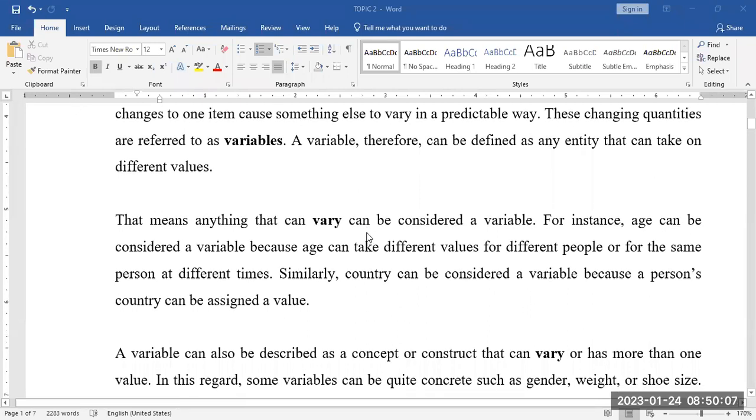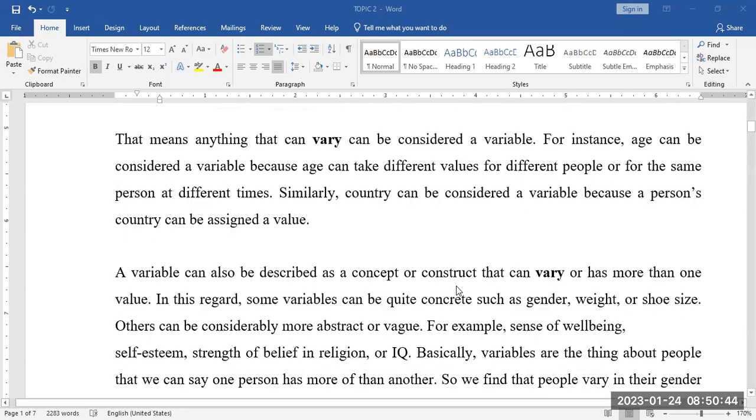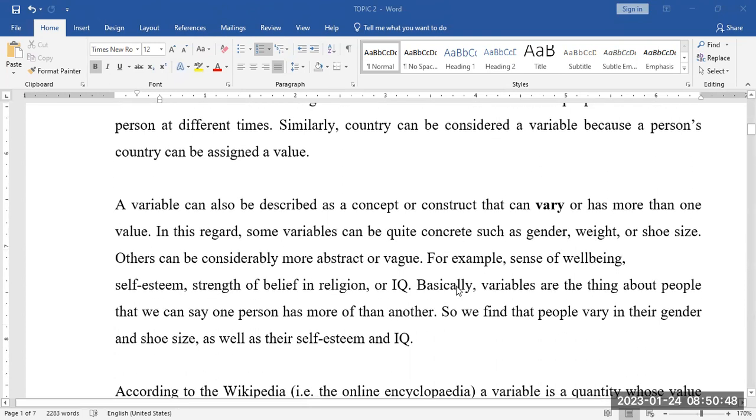For instance, age, we have just given an example of age, can be considered as a variable because people have got different ages. There are people who are 3 years old. There is somebody who has just been born today, who is 0 years old, or some few hours or few minutes old. And then there are people who are 80 years old, 120 years old, and so on and so forth. So it is a value that is taking various entities. Similarly, a country can be considered as a variable because a person's country can be assigned a value. Like you can assign Kenya value 1, Tanzania value 2, maybe Uganda value 3, and so on and so forth. So anything that can vary is considered a variable.